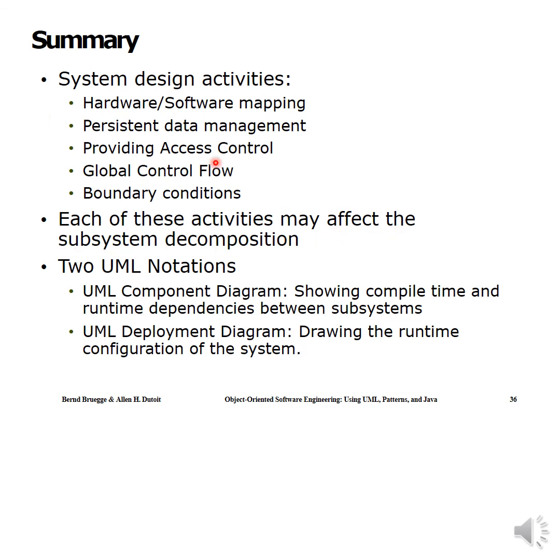Each of these activities may affect the subsystem decomposition. As a result of these activities, new subsystems may be added, or the description of certain subsystems may be changed. Two UML diagrams we used in this lecture to represent these activities are the UML component diagram and the deployment diagram. You are already familiar with the notation of these diagrams. So that is all for today's lecture. Thank you.